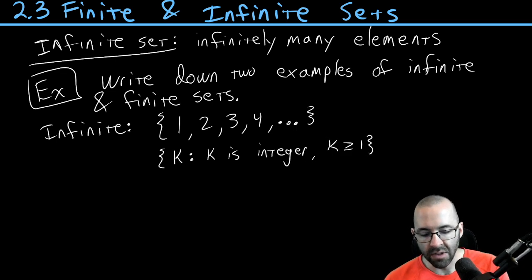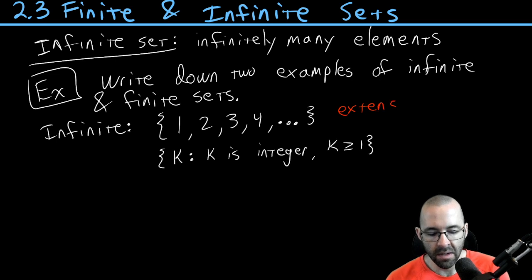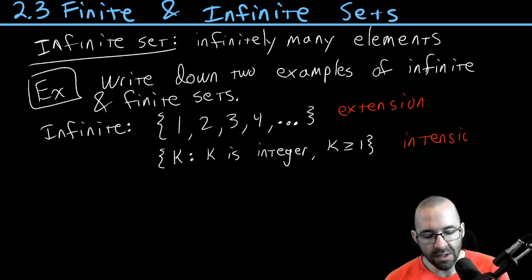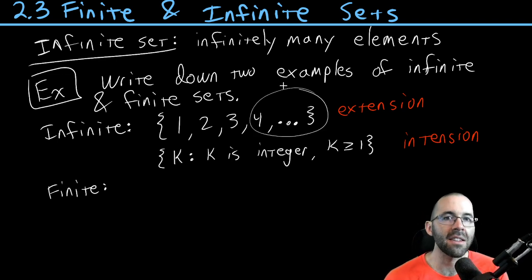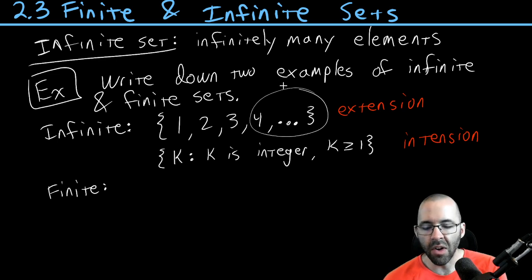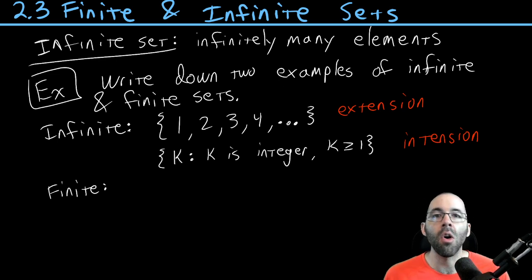For your extensionally defined set, remember, you list them all. Your intentionally defined set, you describe the set. Okay, so there are infinitely many items. And yes, in this case, they do get infinitely large, but that's not the point. We could have also written down the set of all the numbers between 0 and 1. That would also be infinite.